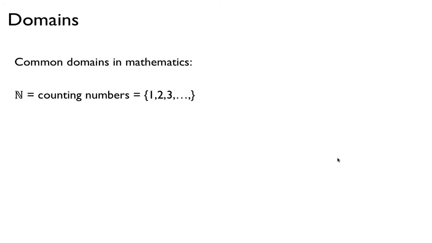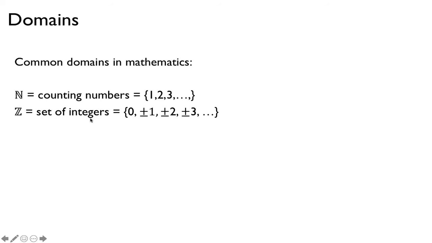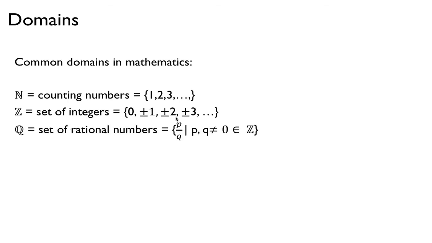So here are some common domains in mathematics. Sometimes we refer to the counting numbers 1, 2, 3, all the way up to as big as you want. This is an infinite set, and we use N to denote the counting numbers or the natural numbers. Z is the set of integers, basically the counting numbers, 0, and also all of their negatives. Q is the set of rational numbers, of the form p over q, where p and q are integers and q is non-zero. And then R is the set of all real numbers.